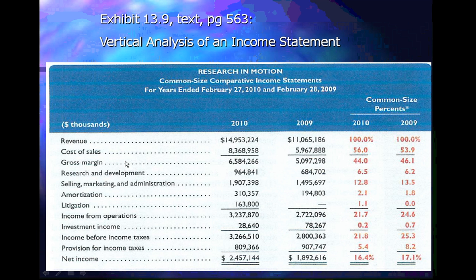56 cents is going into making the product. 6.5 cents going into R&D. 12.8 cents going into selling, marketing, administration. 5 cents going into taxes. So at the end of the day, for every dollar of sales, 16.4 cents of every dollar is pure profit.